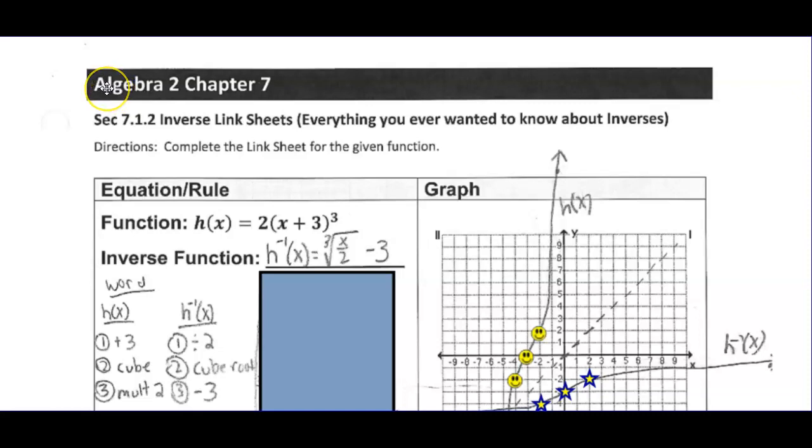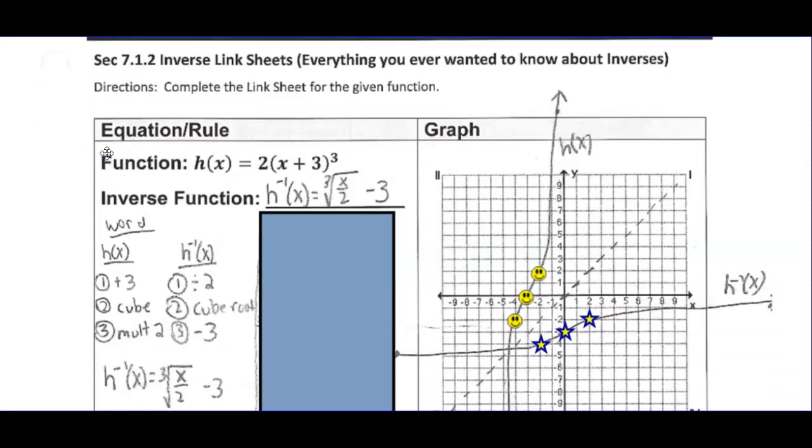Okay, starting on page 5, we are working on these, we call them link sheets. Link sheets are just linking up different representations, looking for representations of inverses and how they relate to each other. So we're starting off with an equation or a rule. Function h is defined as 2 times (x + 3) to the third power. And so we're trying to figure out the inverse. And when we're done, the inverse function notation will look like this, but let's see how we get it.